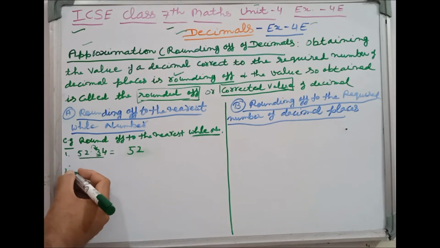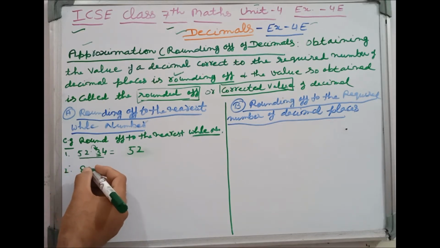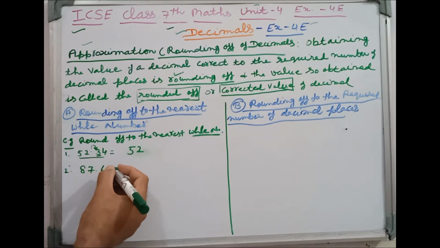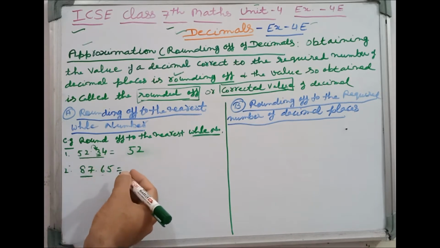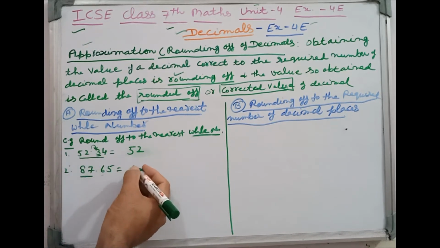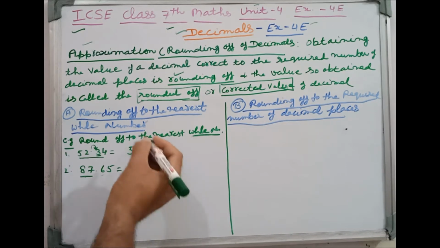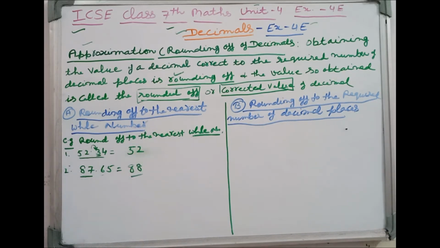Take another example. 87.65. So the first number to the right of the decimal is 6. Is this more than 5 or less than 5? This is more than 5. So our whole number part is 87. This is more than 5, so we will add 1 in it. So our rounded off number is 88. Therefore the required number is 88.